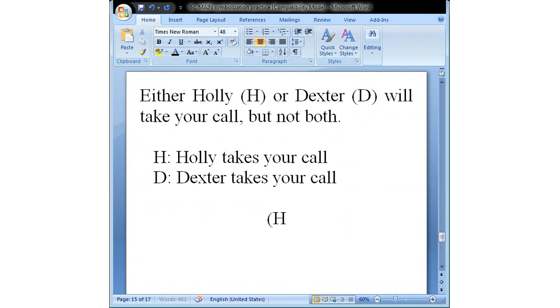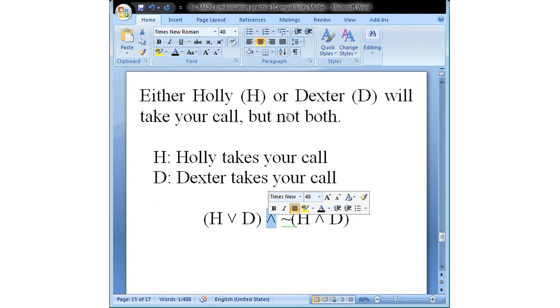Either Holly or, disjunction, Dexter will take your call, but, and but's like and, right? But it is not the case that Holly and Dexter will take your call. You got it. And this is the only correct answer, right? Either one of these two is going to do it, but not both means, and it is not the case that you'll have a situation where both can happen. Remember, our or leaves open the possibility that both things could happen, but here we're specifying that you won't get a situation where both are going to happen.